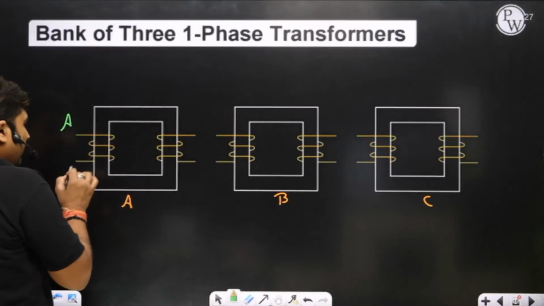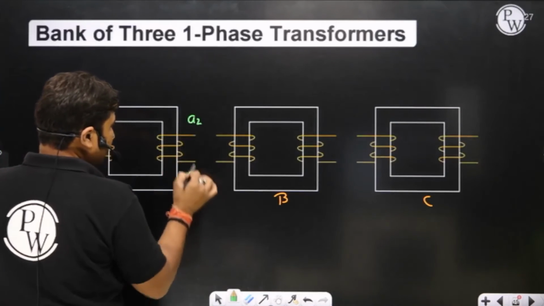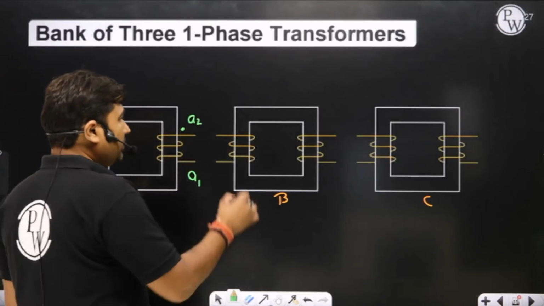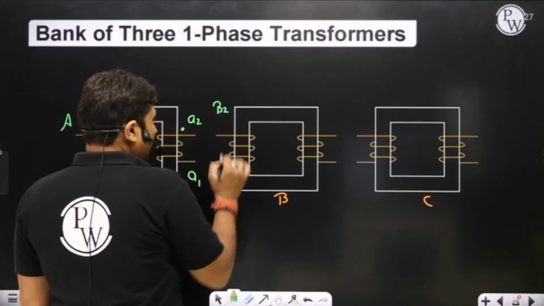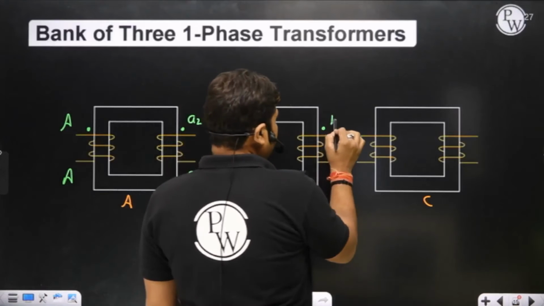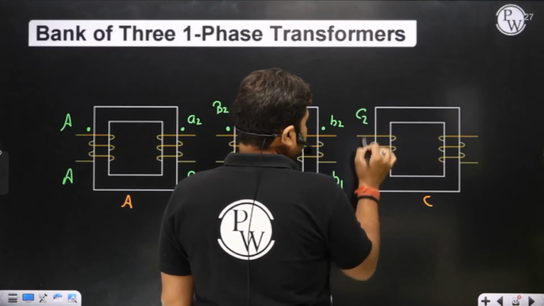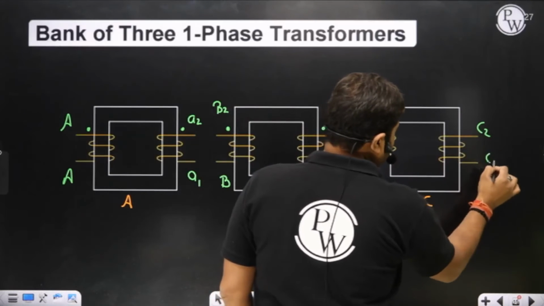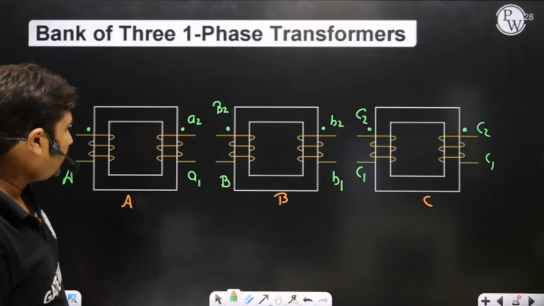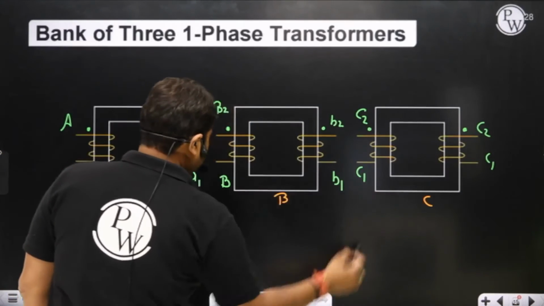After performing the polarity test, we know how to perform the polarity test. After performing it, I am marking one transformer as A transformer and marking A2, A1. Similarly, on the B transformer, I am marking the induced EMF as B2, B1. Okay, yes, sir. And on C, I am representing C2, C1. So after performing the polarity test, we know about the terminals capital A2, A1, capital B2, B1, capital C2, C1.